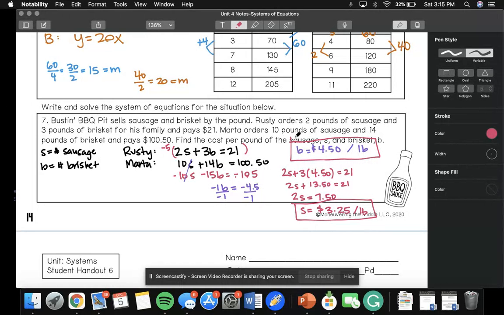All right, so for today, we are just going to practice solving them and then writing them, and there will be one that you will have to solve on the Go Formative. I'll see you tomorrow.